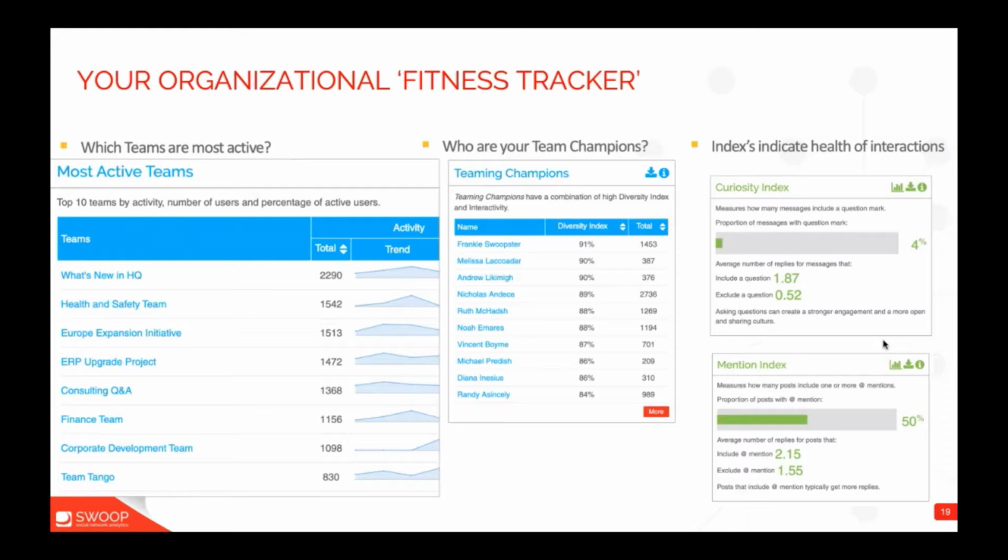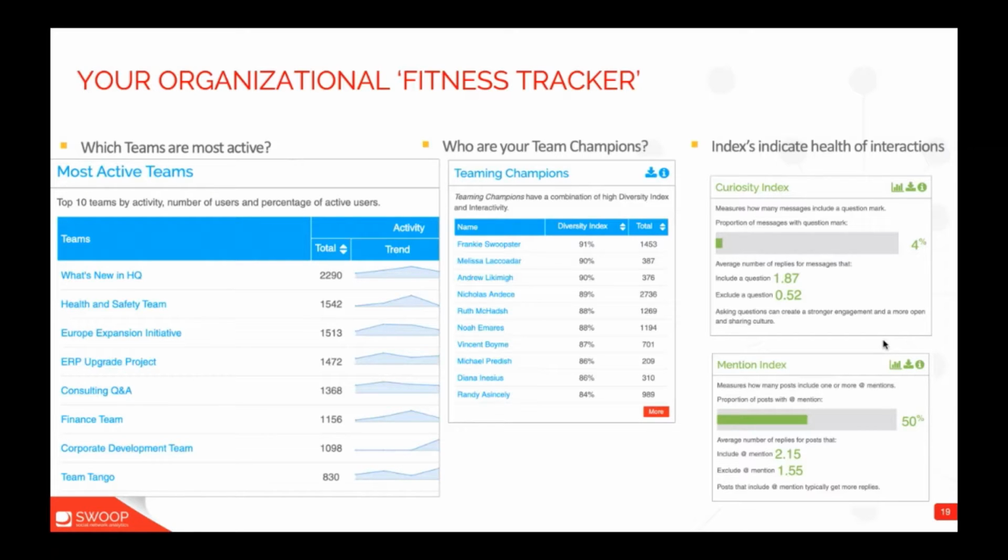And so some of the metrics that you'll be able to pull out of SWOOP are your most active teams. Who are they? What type of interactions are they having? Kind of like the activity trend: did they start off strong and then all of a sudden something happened and maybe they're not as active? So it gives you a bird's eye view of what the teams within your organization are doing.